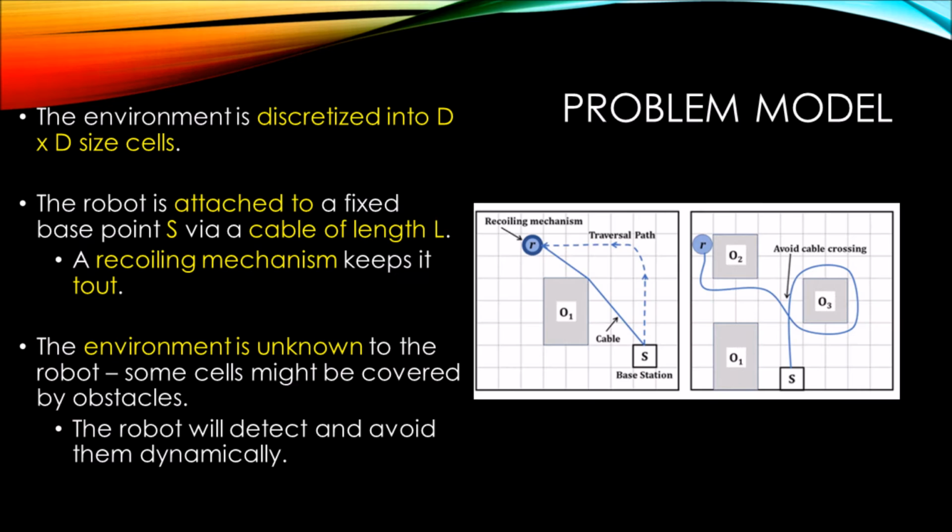We assume the environment to be polygonal. It is discretized into cells of size d by d. The robot is assumed to be of the same size. The robot is attached to a fixed base point, a cell in the environment, with a cable of length L.